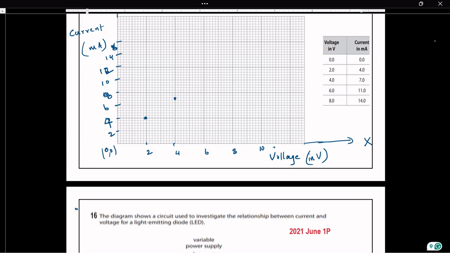Then for 6 it is 11, here. Then for 8 volt it is 14. So 14 is here.